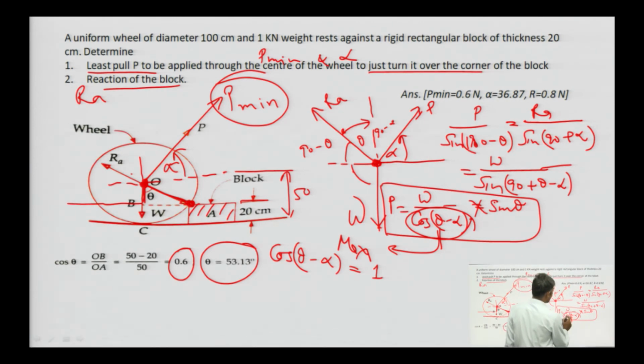Okay, let me check. P upon sine, which one angle? This one 90. Okay, and W is this. So, W 90 minus alpha. Okay, 90 minus alpha. Okay, so cos.